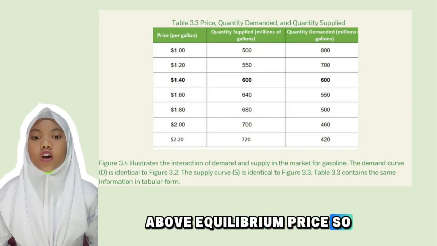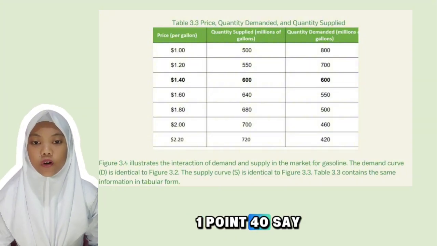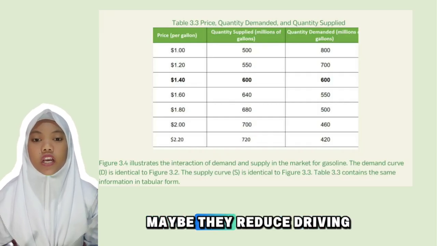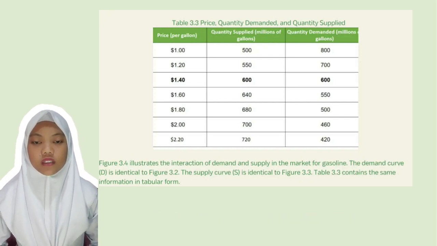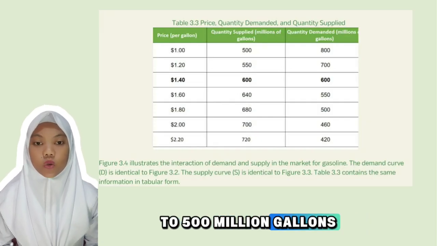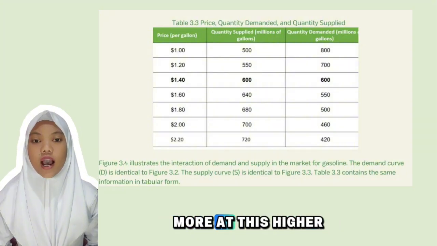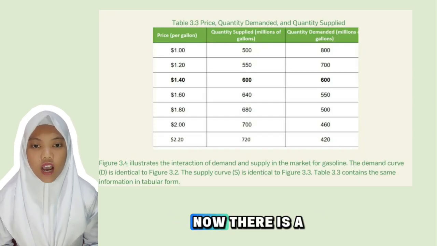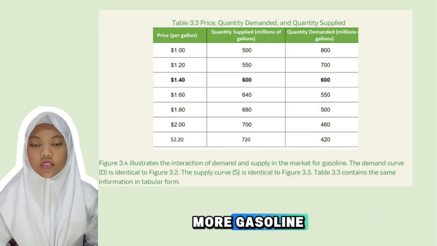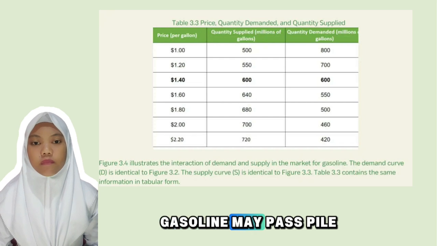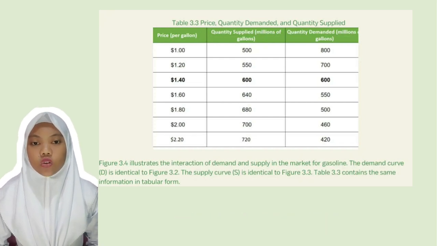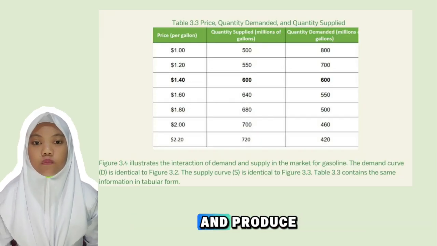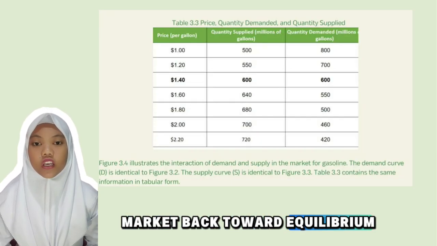Above equilibrium price. So if the price rises above $1.40, say to $1.80, people buy less gasoline because it is more expensive. Maybe they reduce driving or carpool more often. The quantity demanded falls to 500 million gallons. On the other hand, producers want to sell more at this higher price, so the quantity supplied rises to 680 million gallons. Now there is a surplus because producers have more gasoline than consumers want. Gasoline may pile up at gas stations or refineries. To sell their extra supply, sellers lower prices. As the price drops, more consumers buy gasoline and producers sell less, pushing the market back toward equilibrium.